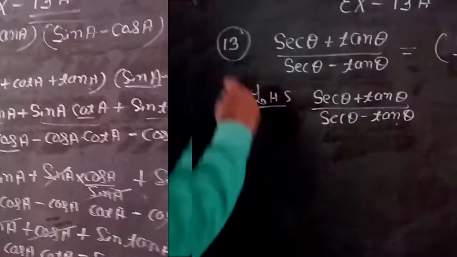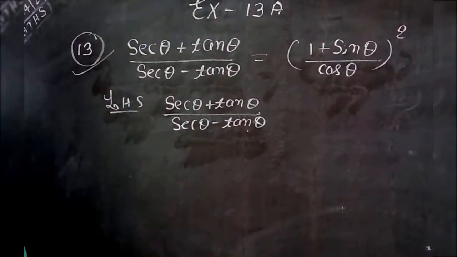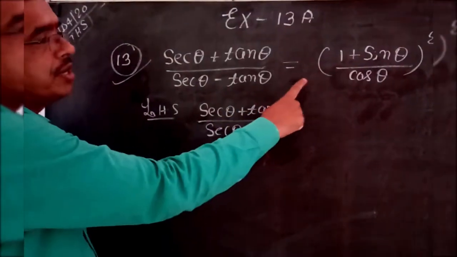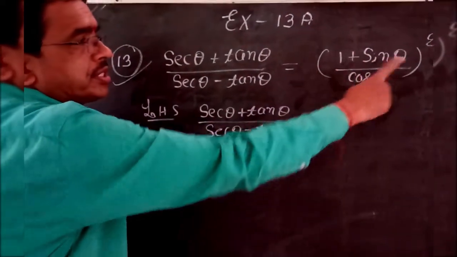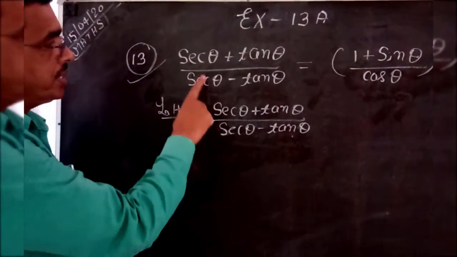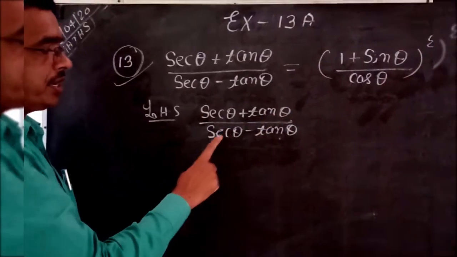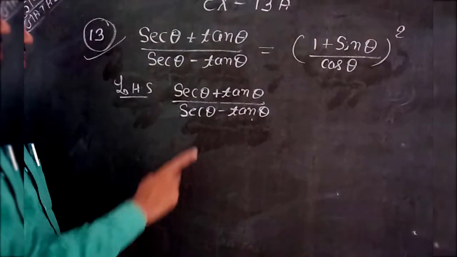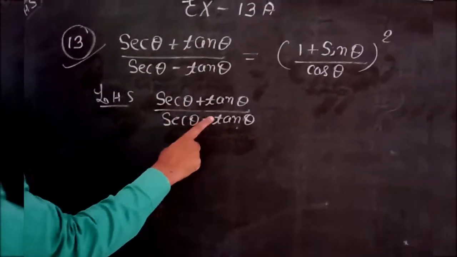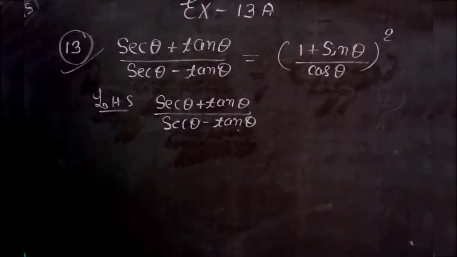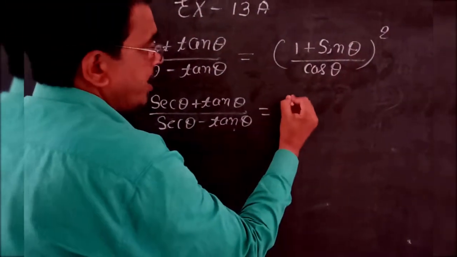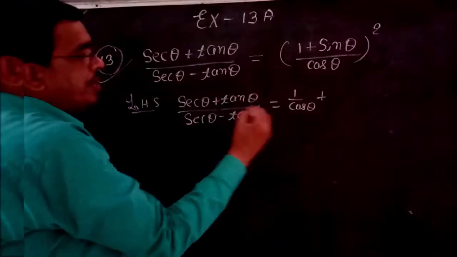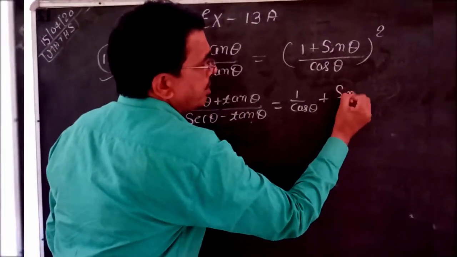Thank you. See question number 13. It is (sec theta plus tan theta) by (sec theta minus tan theta) is equal to ((1 plus sin theta) by cos theta) whole square. Our question's LHS is sec theta plus tan theta and sec theta minus tan theta, and you have to prove it in sin and cos. So it is clear that you change this sec and tan into the form of sin and cos. So easily you can write sec in the form of 1 by cos theta plus tan, you can write sin theta by cos theta.